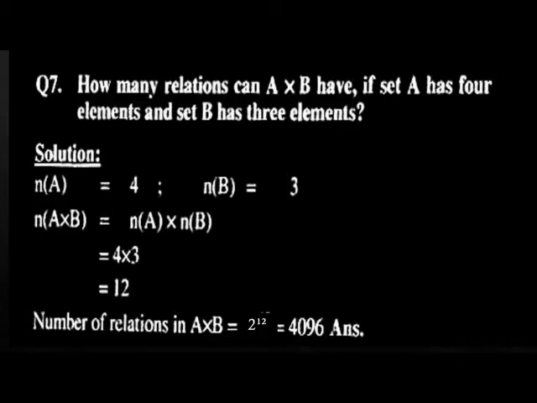Before finding the number of relations, let us find the number of elements in the Cartesian product. The number of elements in the Cartesian product is the number of elements of the first set multiplied by the number of elements in the second set.